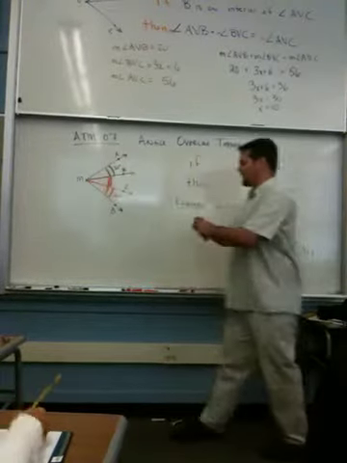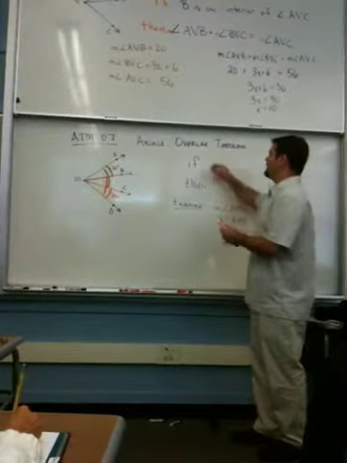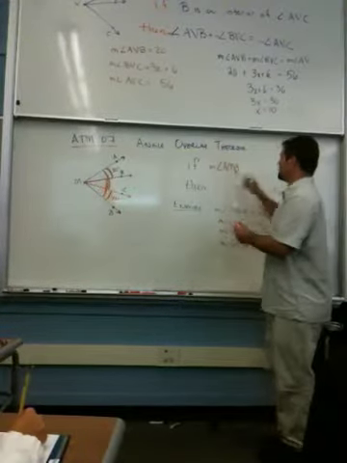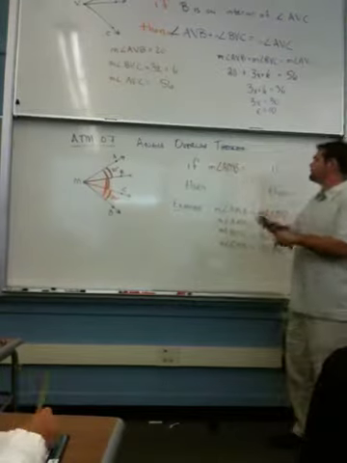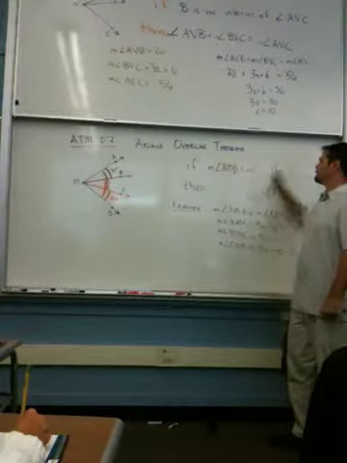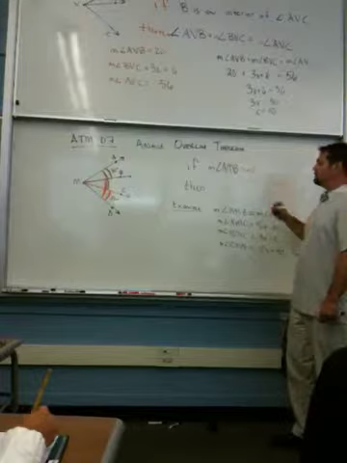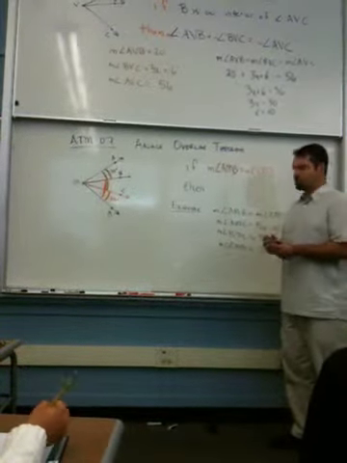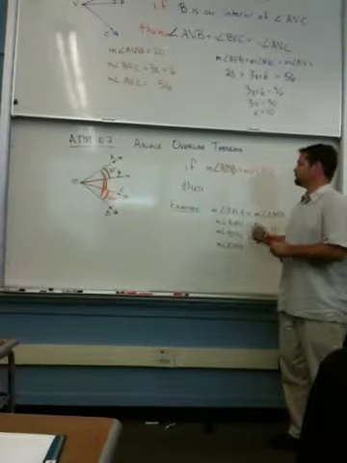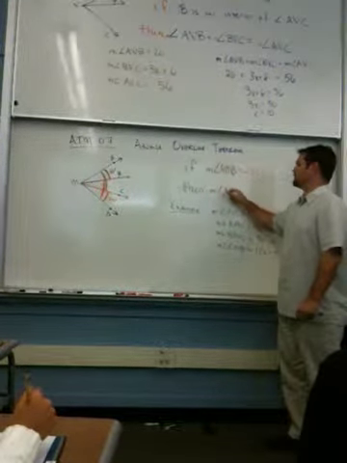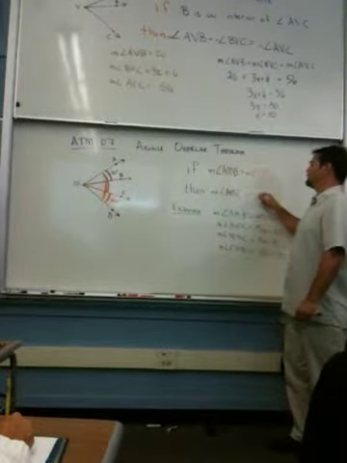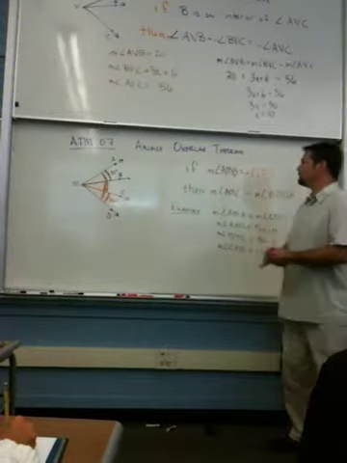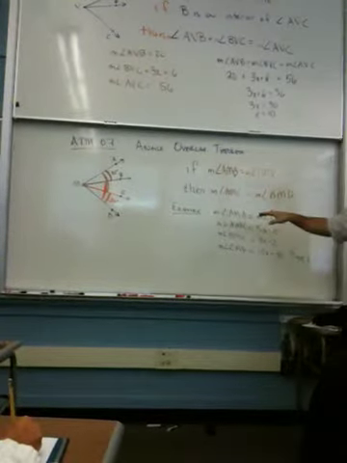If I know that angle AMB is the same size as what? CMD or DMC is fine. Then what's true as a result of that? AMC is the same size as BMD. Good. One of our versions of the theorem.